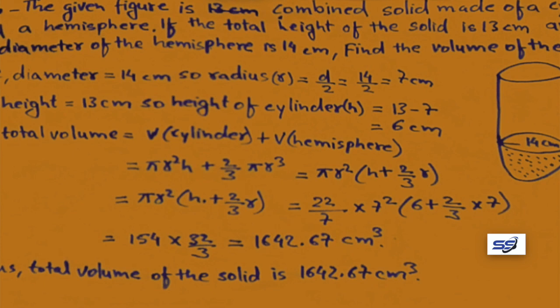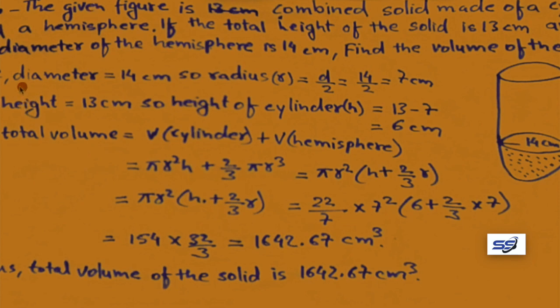Question number 260 upon B. The given figure is a combined solid made of a cylinder and a hemisphere. If the total height of the solid is 13 cm and the diameter of the hemisphere is 14 cm, find the volume of the solid. Here this is our hemisphere. In this combined solid, the lower one is the hemisphere and the upper one is the cylinder. Both are combined to form a new solid figure.